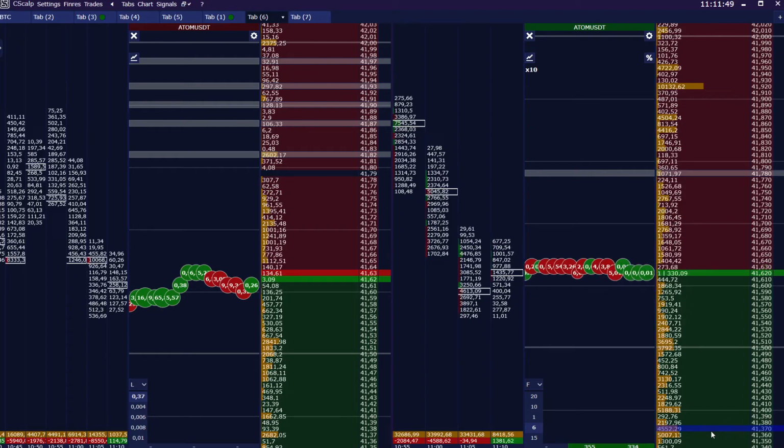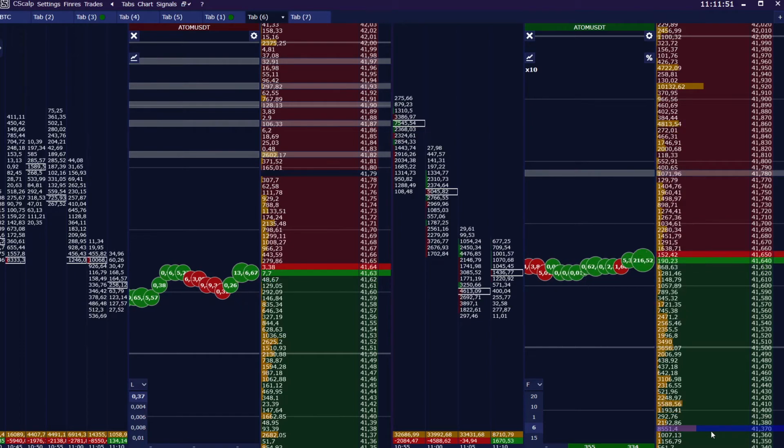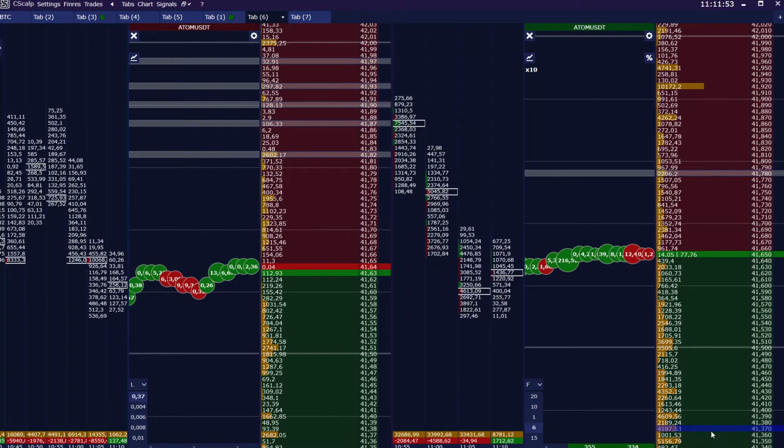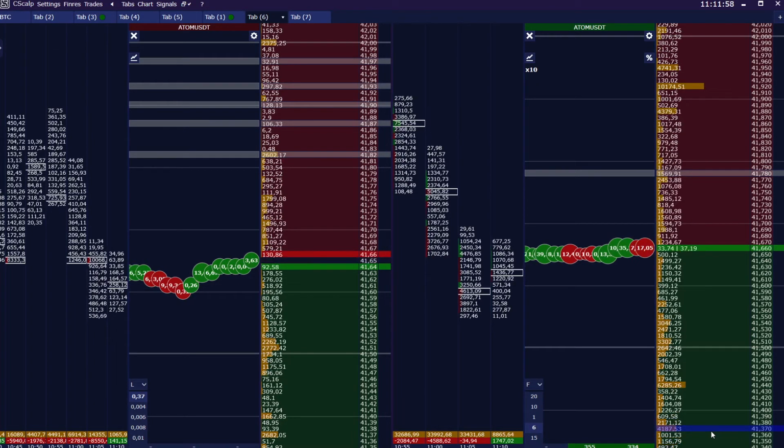Hello everyone. Today we are talking about clusters and how to use them in trading. I'm sure most of you have heard about clusters, but how do you use this instrument properly?